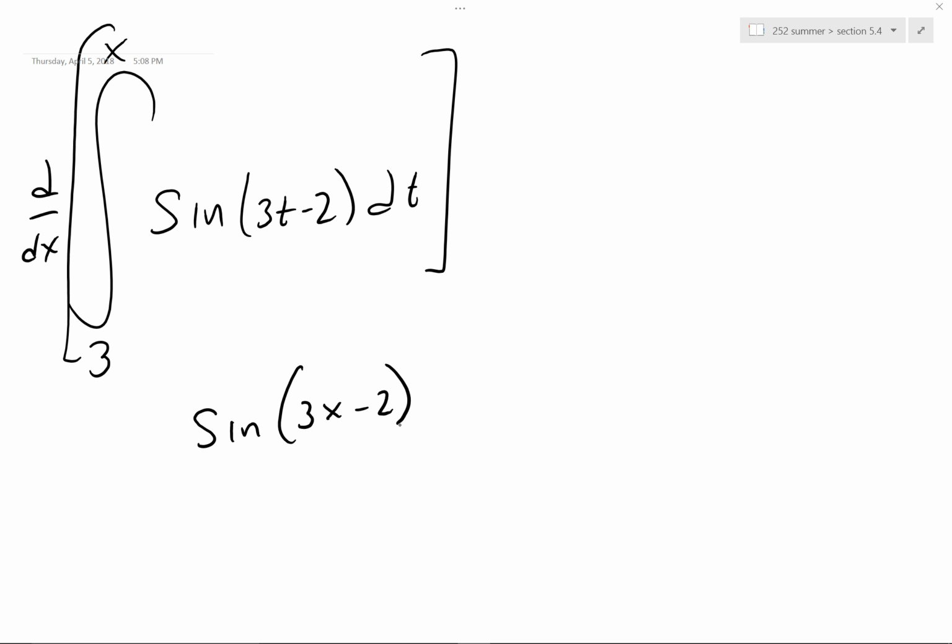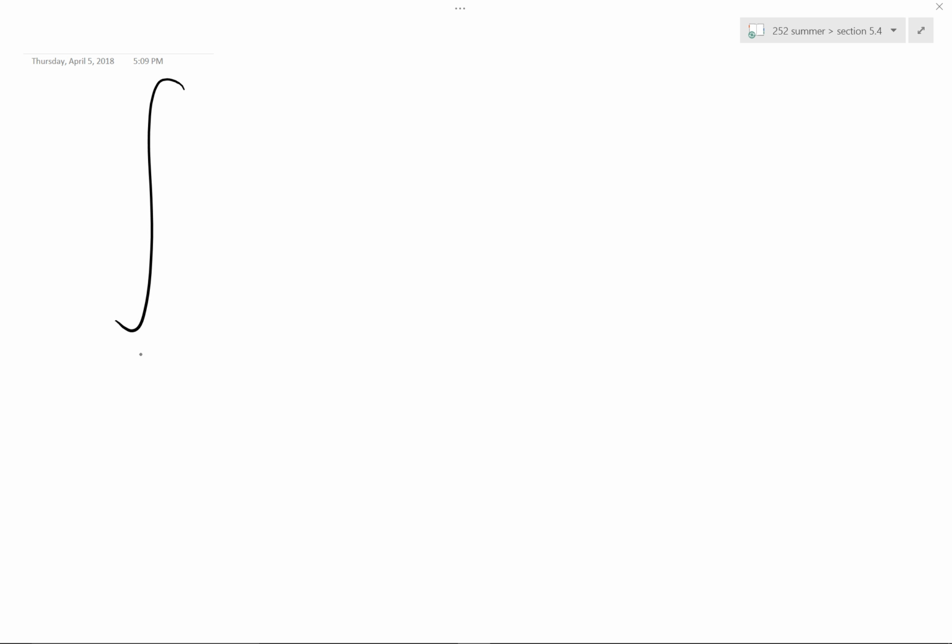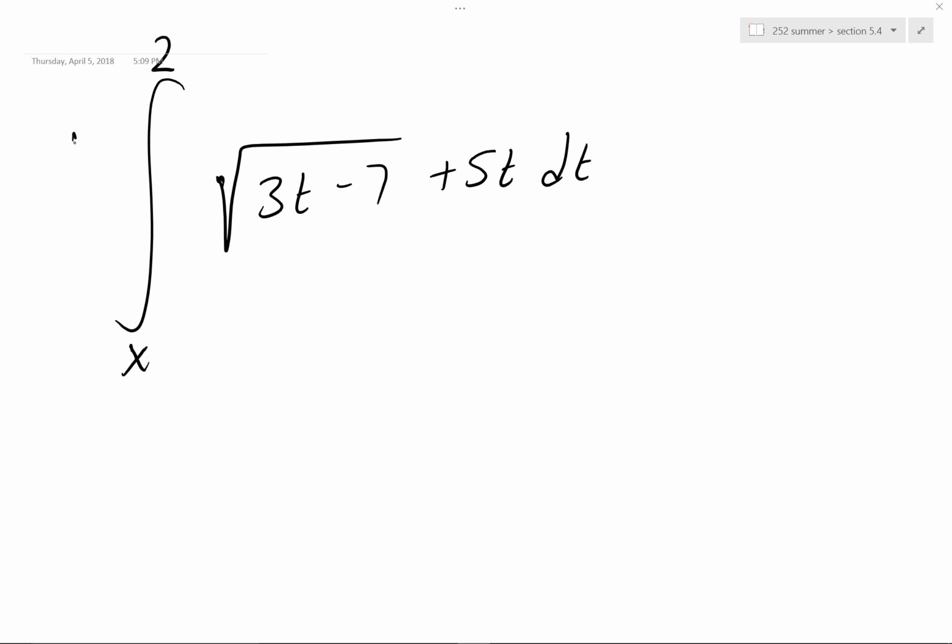Some of them get a little messier. For instance, suppose some wackadoodle tells you to do it this way. They tell you to go from x to 2 of the square root of 3t minus 7, plus 5t, dt. And I want to take the derivative with respect to x.